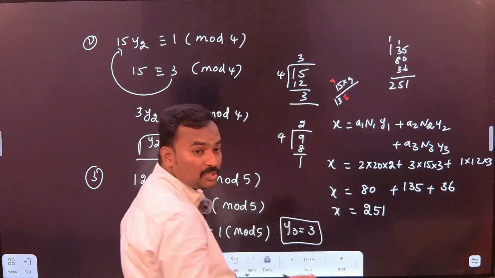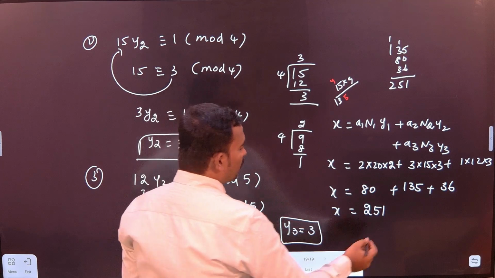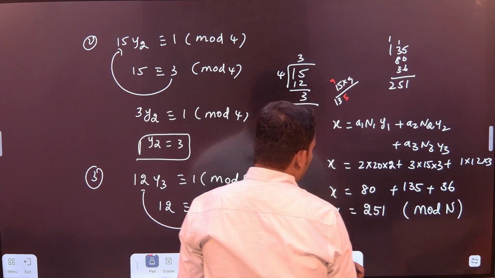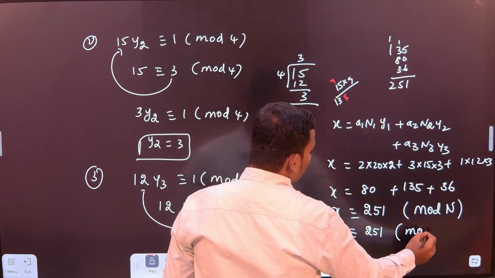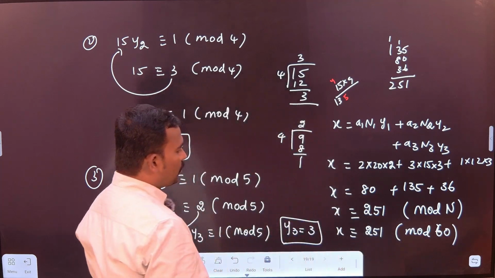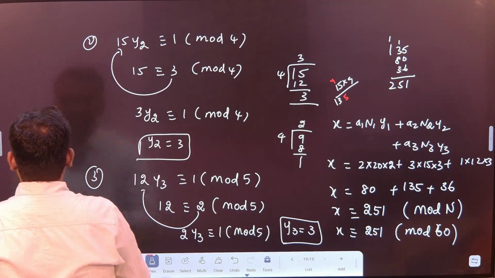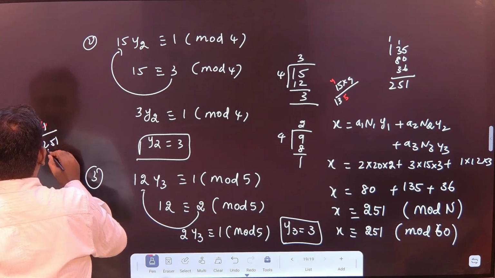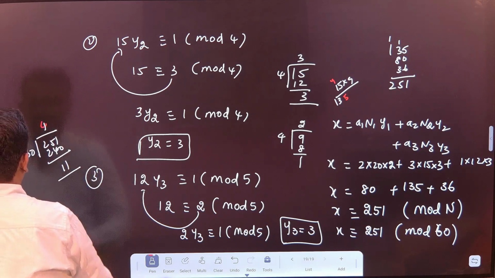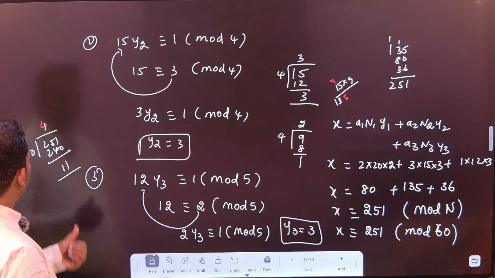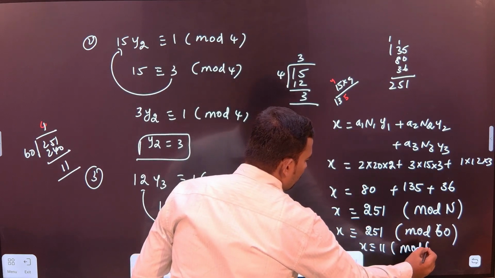251. So we need to calculate for the unique solution modulo capital N, right? So x is congruent to 251 modulo N, here N is 60, right? So you have to divide it. 251 divided by 60, you can do it. 4 times 60 is 240. So 11 is the remainder. Therefore, x is congruent to 11 modulo 60 is your answer.